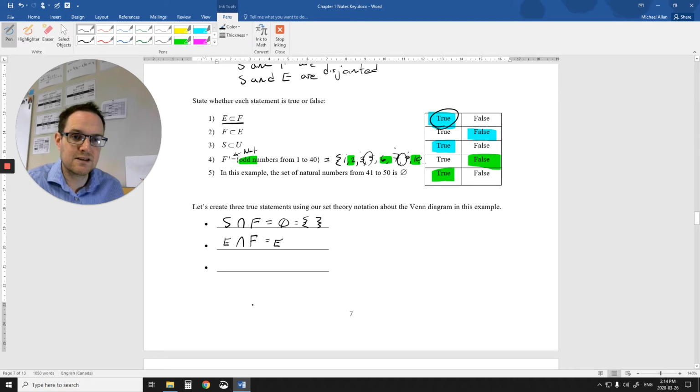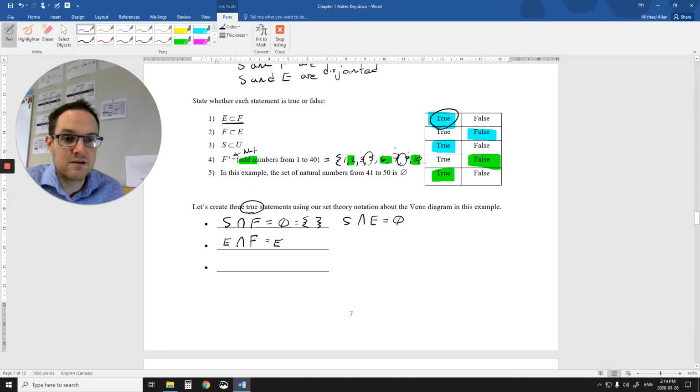So we have a few other things here. So we already said here for the true statements we want to create, like we have some statements up here that are true or false. So if I want to create another true statement using set notation, like the intersection between S and F, that's an empty set because they're disjointed. The lame way would be saying S and E are also an empty set, like the intersection between the two.